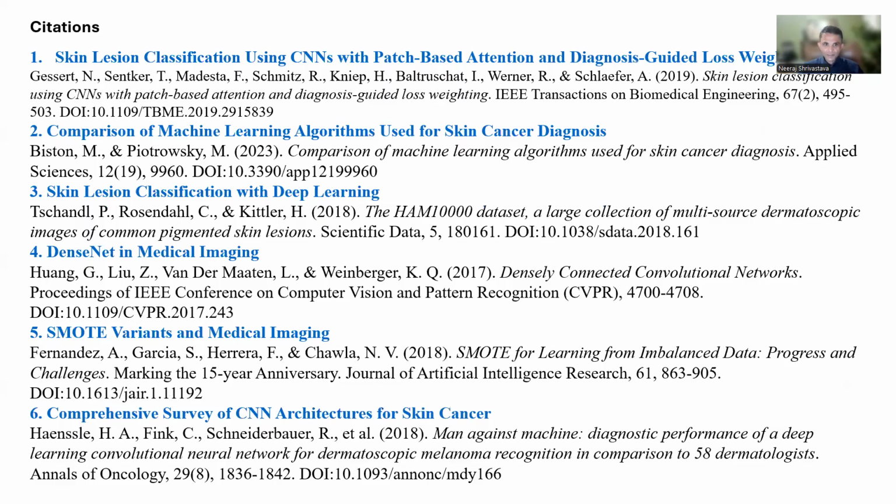Now, when it comes to citations, these are the six citations that I would like to refer to. There are many, but these were some of the most prominent ones that I looked at: skin lesion classification using CNN with patch-based attention and diagnosis-guided loss weighting by Gezert and team; comparison of ML algorithms used for skin cancer diagnosis by Biston and team; skin lesion classification with deep learning by Shandel and team; DenseNet in medical imaging by Hyong and team; SMOTE variants and medical imaging by Fernandez A and team; and comprehensive survey of CNN architectures for skin cancer by Hansel and team.